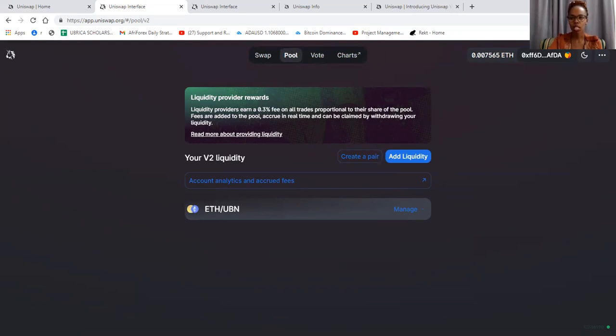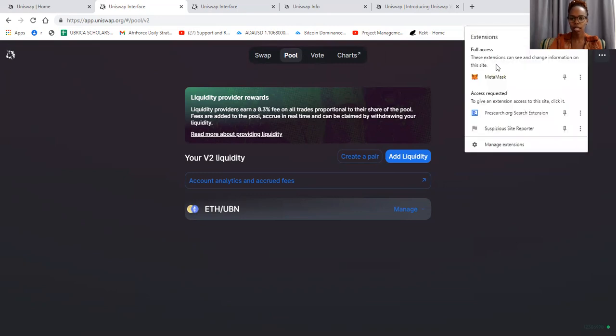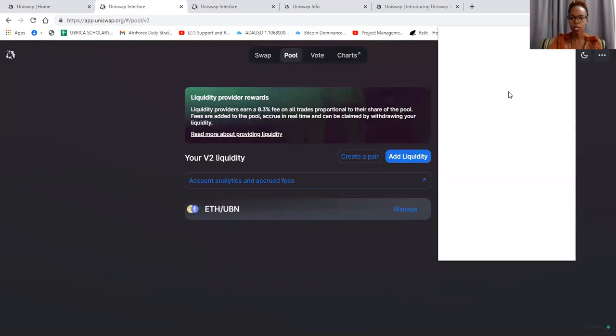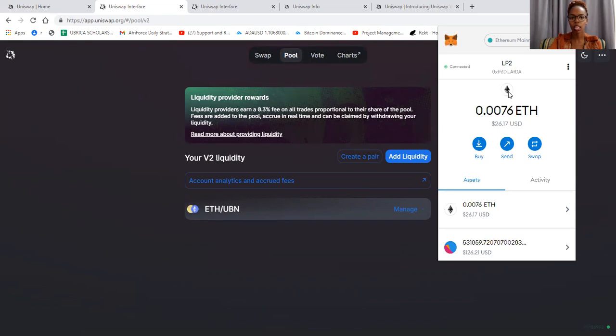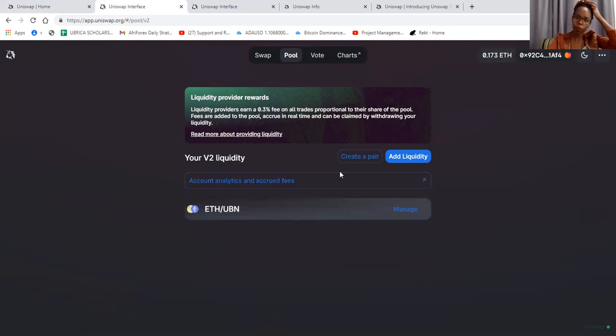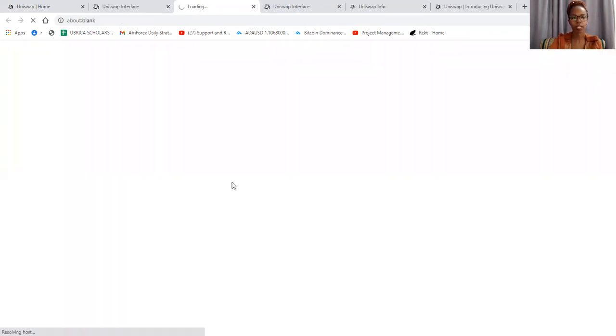I'm going to change this because I think we are using liquidity pool number 2, but we want to see liquidity pool number 1 first. So I'm going to click on this icon here and change this in the MetaMask wallet, because we want to see how our pool number 1 is doing. So I'm just going to change this to pool number 1. And here, then we are going to go to analytics so that we can see the progress of this pool. So I'm going to click on account analytics and accrued fees.